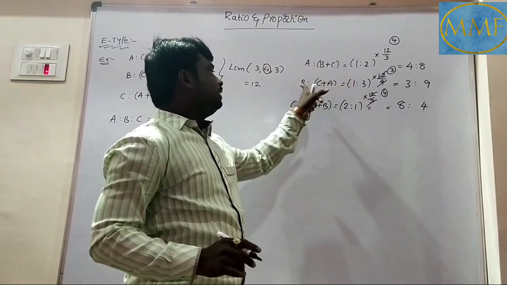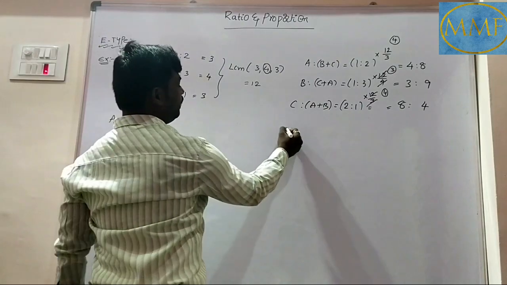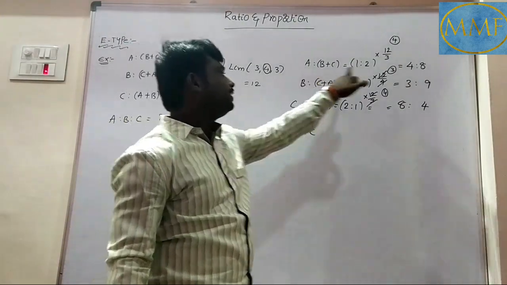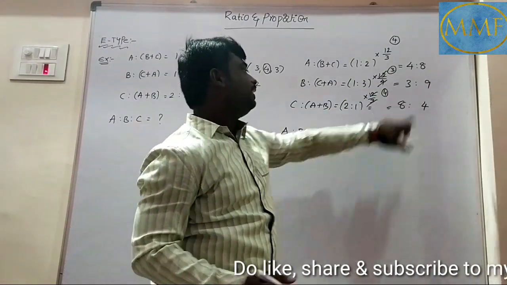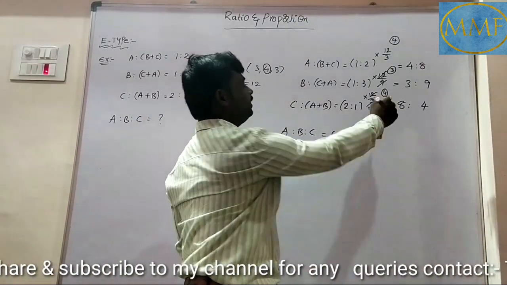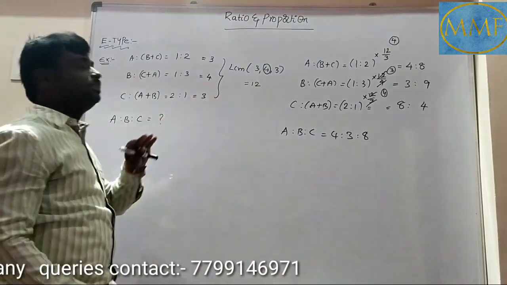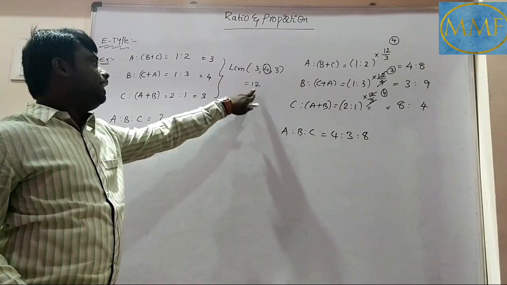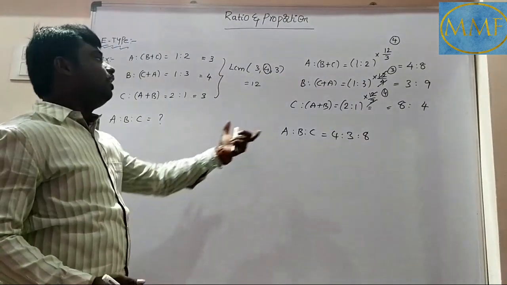So what you are getting now? A is to B plus C, B is to C plus A, C is to A plus B, you are getting. Now I need A is to B is to C. It is very clear that A is 4, very good. B is 3, very good. C is 8. So like that you can get A is to B is to C by using the sum. So what we are doing? First we are doing the sum, then finding LCM. That LCM is divisible by the sum. Like this we can get all these types of questions.